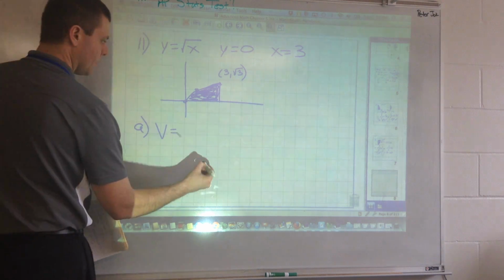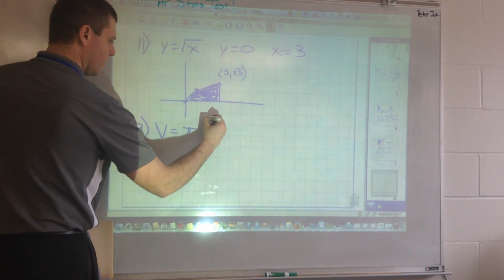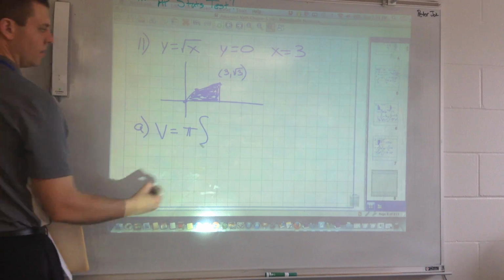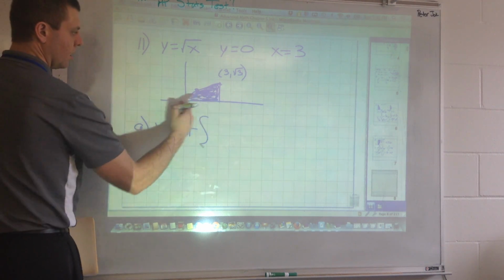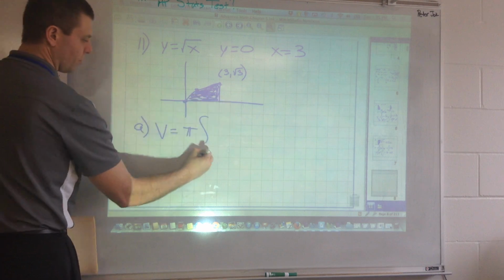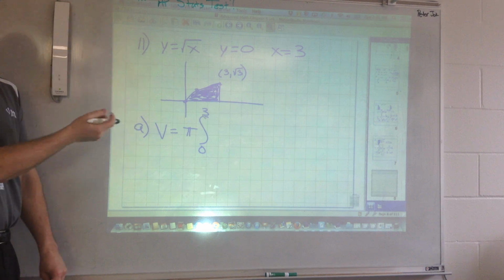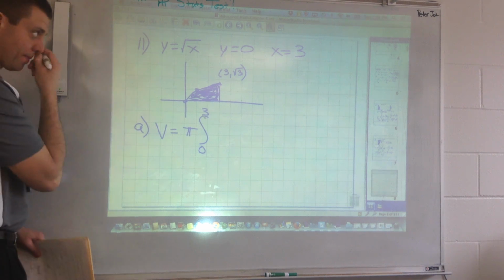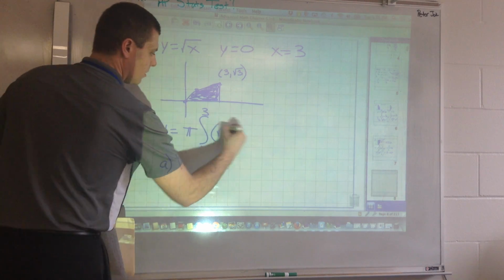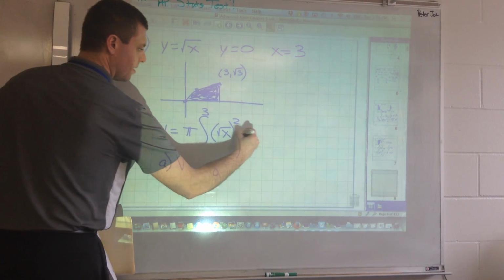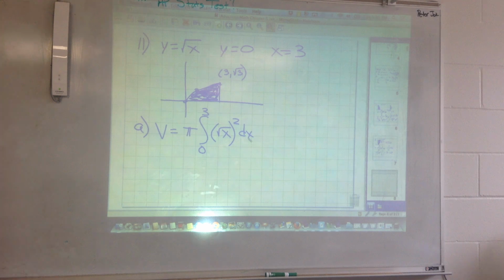What will it be? Pi times the integral from 0 to 3, because we're not doing up and down. Square root of x, squared, dx. So that's a simple one.